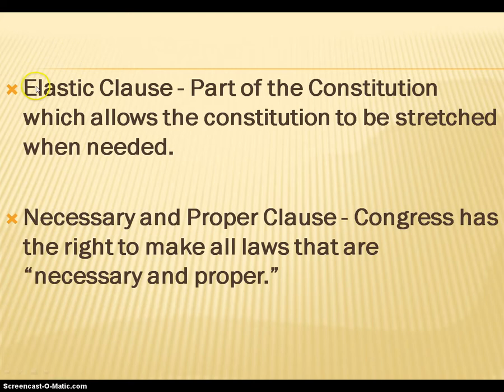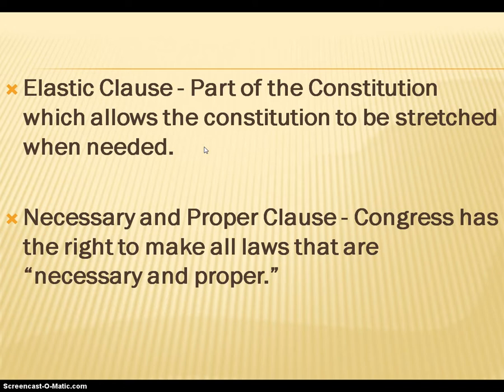You have the elastic clause, being stretching the Constitution like a rubber band. The part of the Constitution which allows the Constitution to be stretched when needed. Right? Now, the amount that it's stretched is all dependent upon how you view the Constitution. Are you going to be very, very strict and not stretch it at all, just stay in the box, which is fine? Or are you going to think outside the box and stretch the Constitution maybe more than it should be? And that's all dependent upon your view.